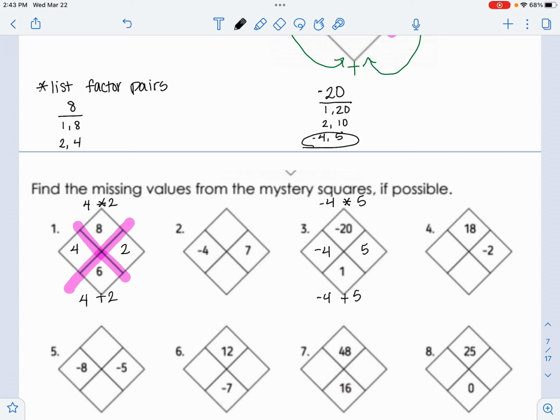Let's take a look at 2. Again, our rule is that these numbers multiply to each other, and we're given these outside numbers, the left and right numbers. If we multiply them, we'll get the top number, and if we add them, we'll get the bottom number.